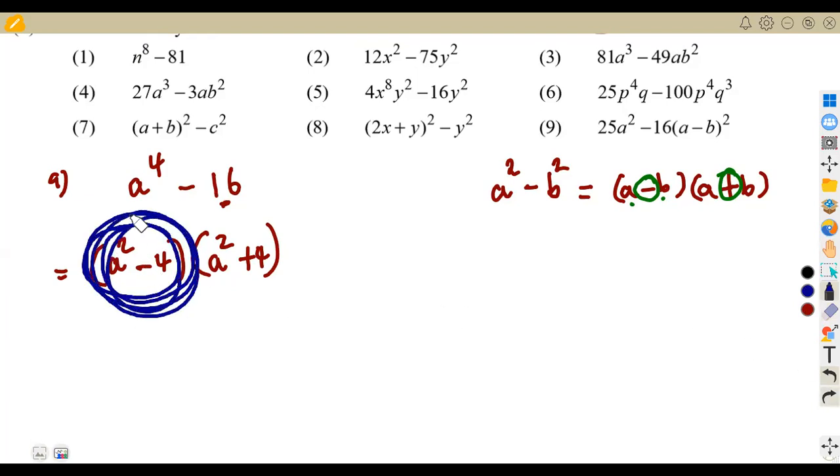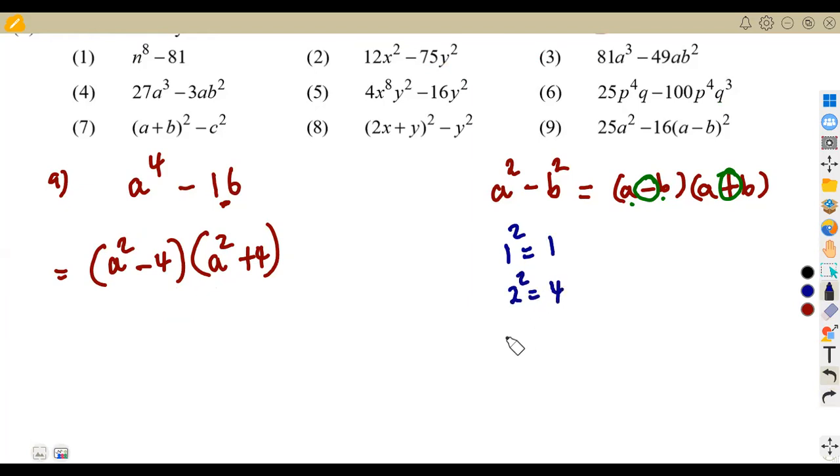So in order for you to see that it is a difference of 2 squares, you are supposed to be commonly used to your perfect squares. You are supposed to know your perfect squares. 1 squared is equal to 1, 2 squared is equal to 4, 3 squared is equal to 9, 4 squared is equal to 16, 5 squared is equal to 25.